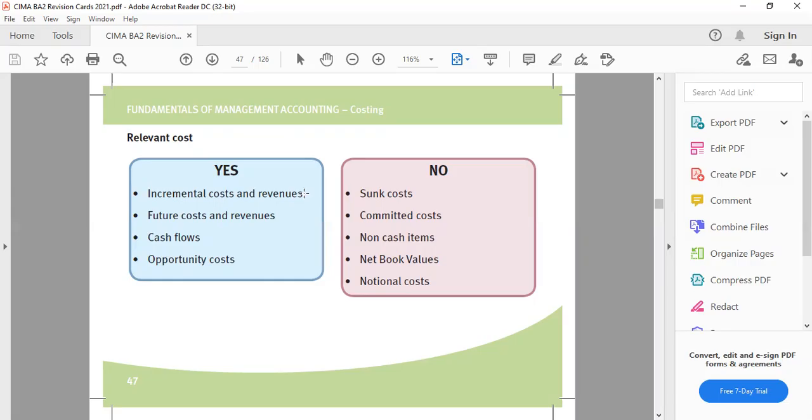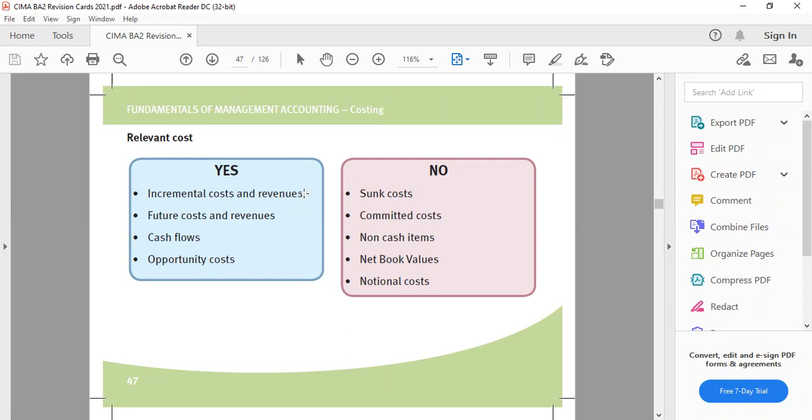Then non-cash items are irrelevant for decision making. Now, how much cash they would have to spend and what are the changes that will be taken into consideration. Non-cash items, net book values, the value which stands in the books of accounts. Let's say an asset is purchased and it's being used, so it has a book value. So book value is a historical value recorded in the books of accounts. So it's irrelevant for decision making.